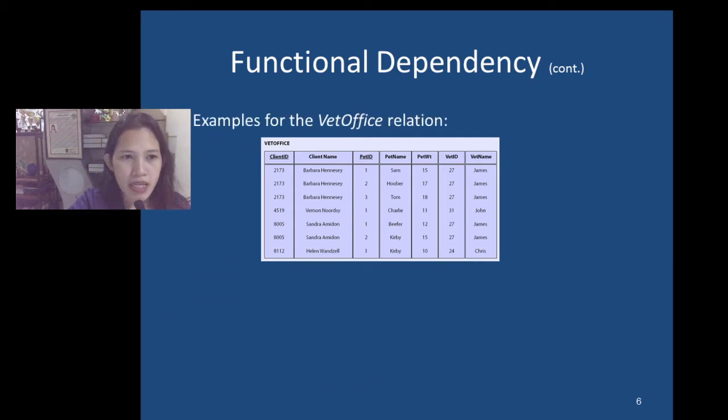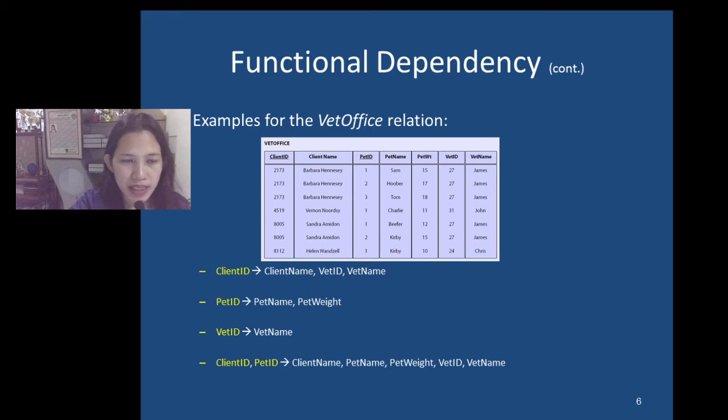What are the functional dependencies for the vet office relation? These are, if given the client ID, we can determine the client name, the vet ID, and the vet name. Another functional dependency is, given pet ID, we can identify the pet name and the pet weight. Given the vet ID, we can determine the vet name.